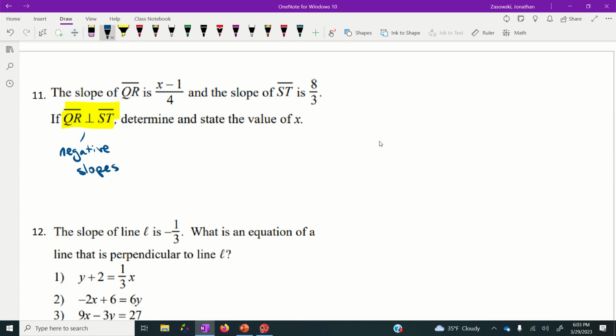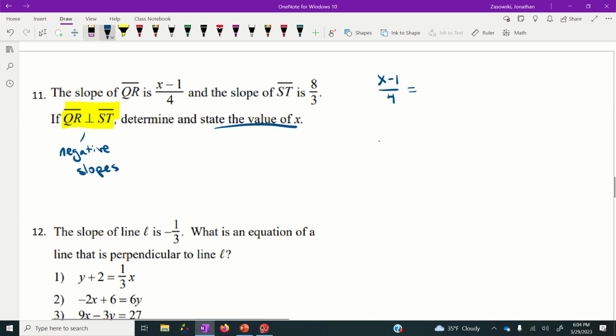All right? So determine and state the value of x. So we know that our two slopes are not the same, but they're equal if we take the negative reciprocal of one of these two things. So what we're going to say is that this slope, x minus 1 over 4, is going to be equal to the negative reciprocal of 8/3.